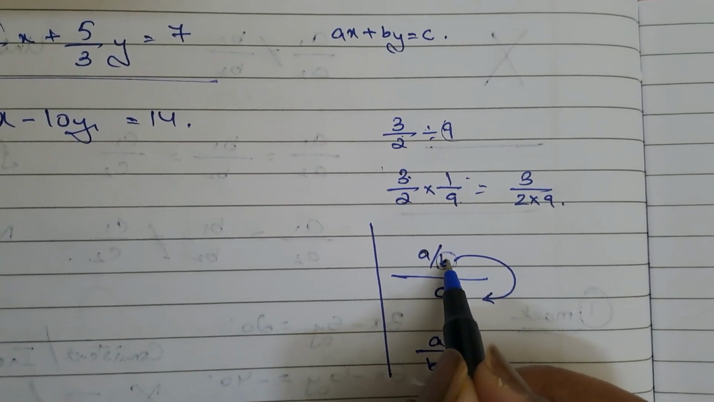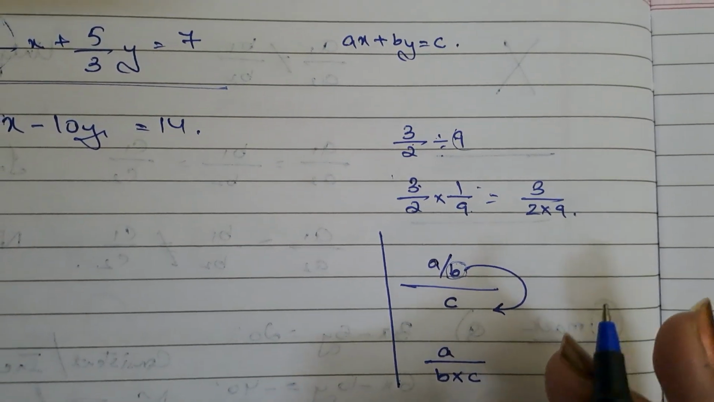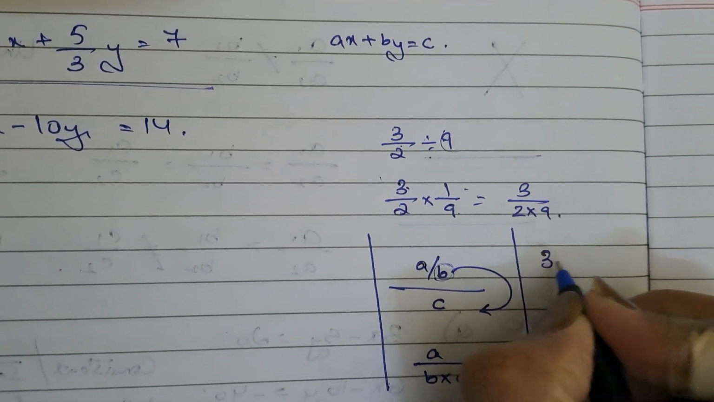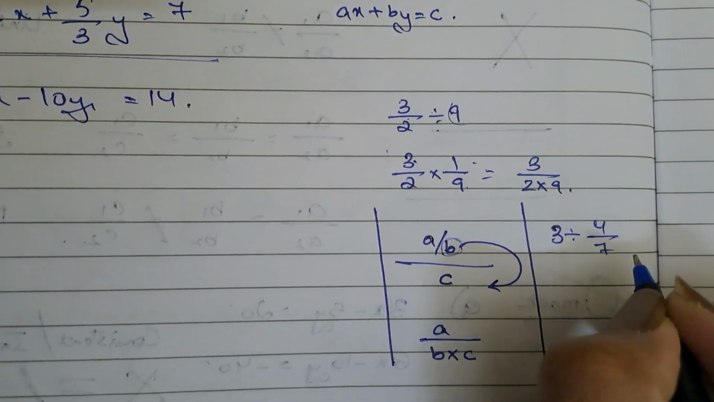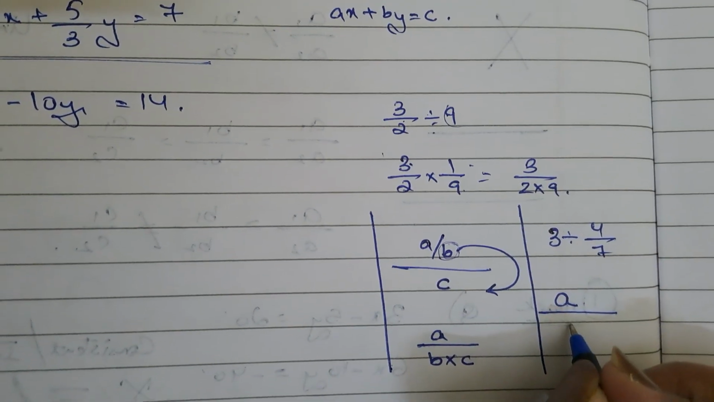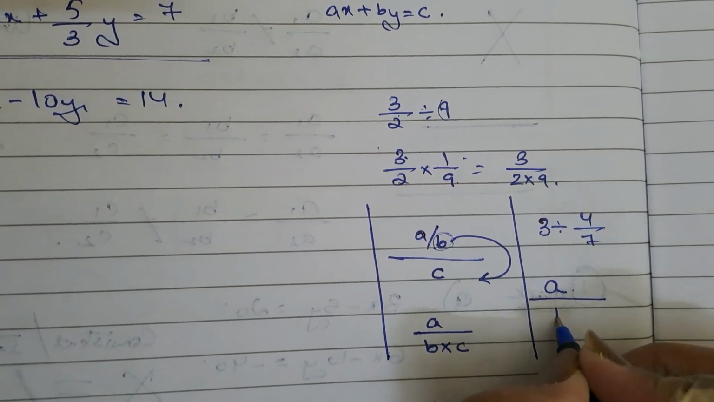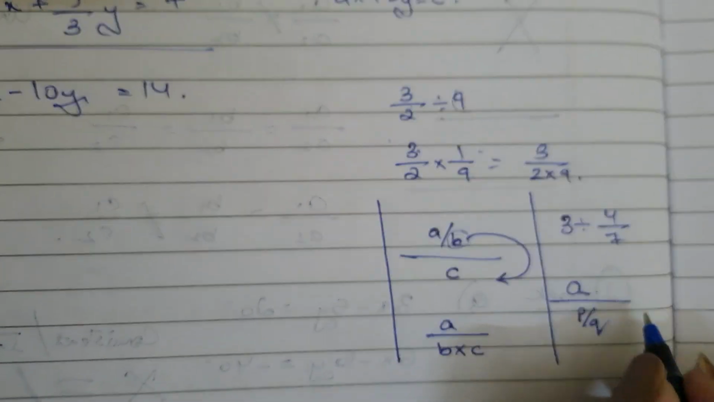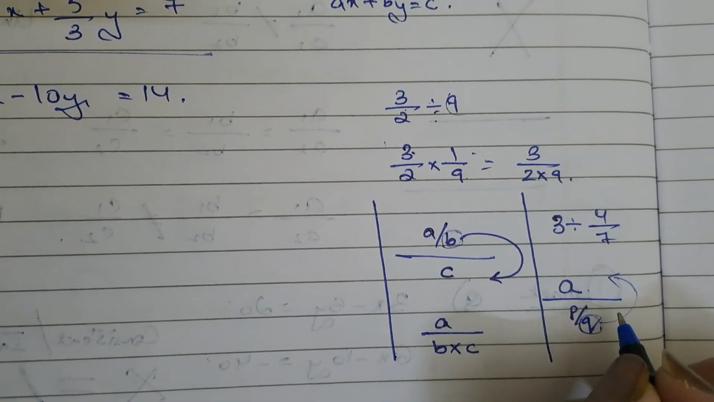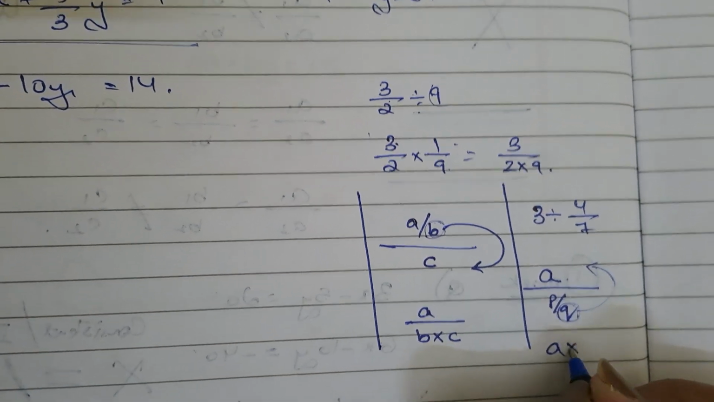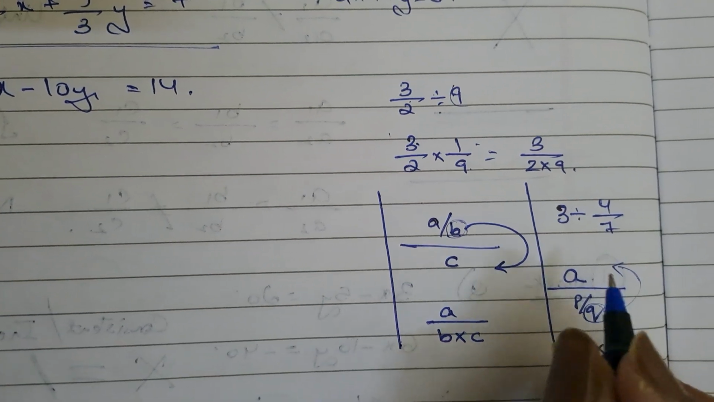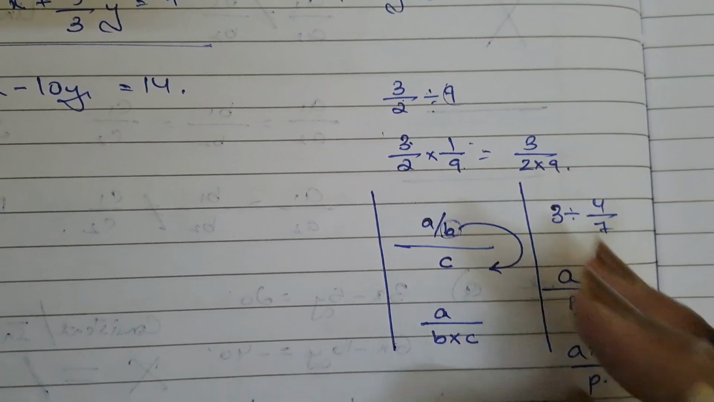The denominator is going to move its place. At times you will have something like a divided by p upon q. That means a is all alone, and in the denominator I have a fraction p upon q. Then still the denominator of this is going to move up, and it becomes a times q by p. So it is always the denominators of the baby fraction that move around.